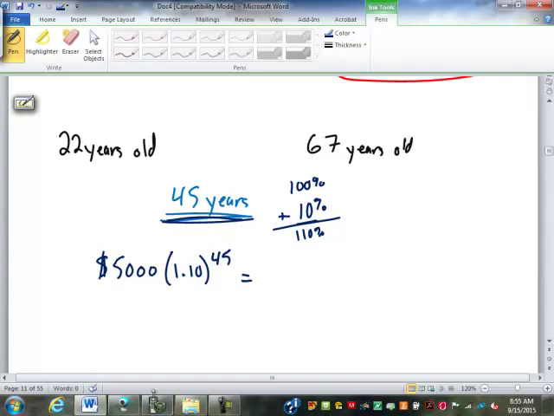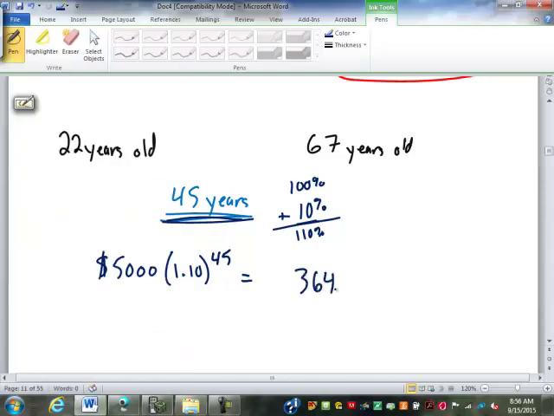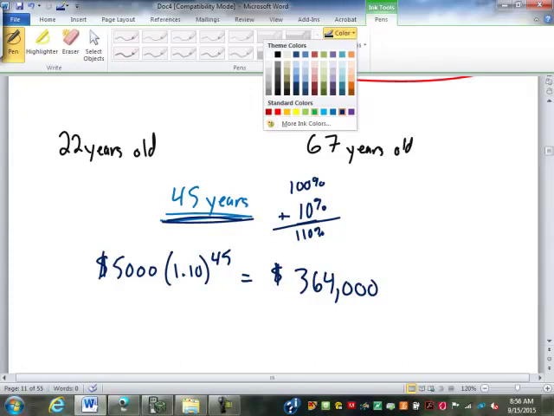Now before we punch this in, anybody want to guess as to what this is going to come out to be? Probably around $10,000. Any other guesses? About $364,000. I'm just going to round it off at that. For one $5,000 investment, that's not a bad return at 67. Think about that. If you did that 4 or 5 years in a row, you'd be looking at a $1 million retirement account.